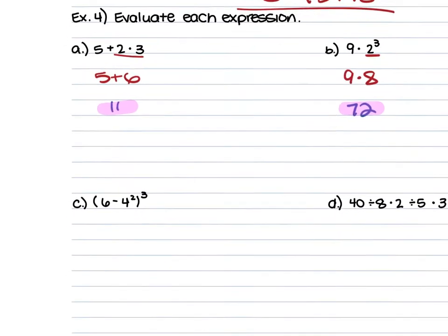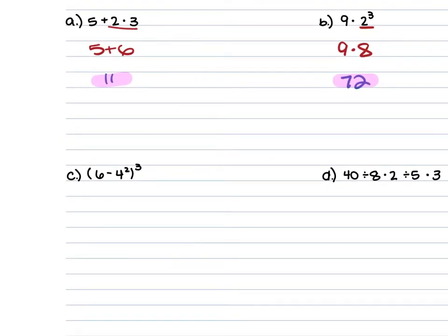For C, we have 6 minus 4 squared, all cubed. So when we do this, we want to think parentheses first. We do the 6 minus 4 squared first. That 4 squared we're going to simplify. So this is just going to be 6 minus 16, cubed. Then we want to do the 6 minus 16, which is negative 10. So that's negative 10 cubed. And that negative 10 cubed is negative 10 times itself 3 times. We want 3 zeros there, so that's going to be a negative 1,000.